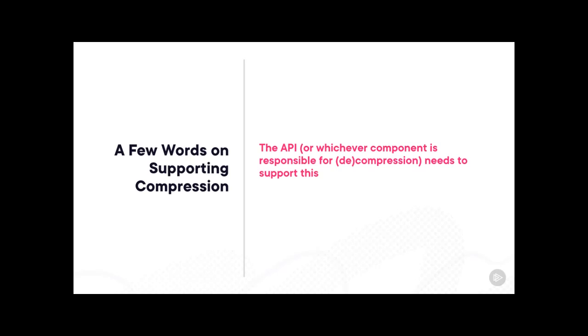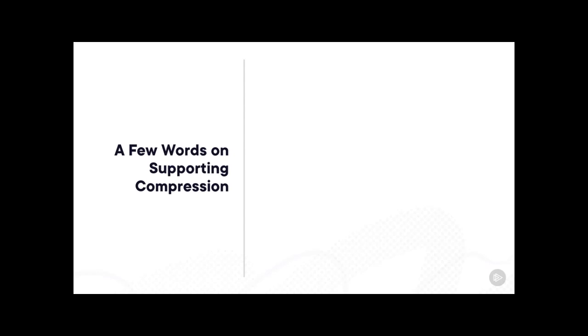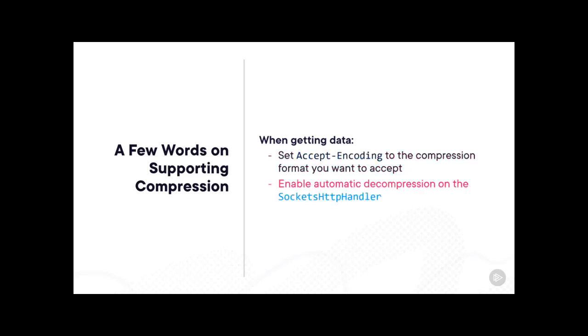The API, or the web server where the API is deployed, depending on which component in your system you want to make responsible for compression and decompression, needs to support this though. Our API does, so we are good in this regard. Common compression formats are gzip or deflate. We can ask for a compressed response from the API by setting the accept encoding header to a compression format we want to accept, and which is supported by the API. At client level, the response should then be decompressed. We can enable automatic decompression on the built-in sockets HTTP handler.